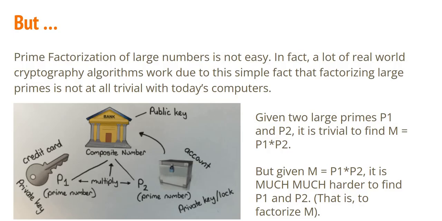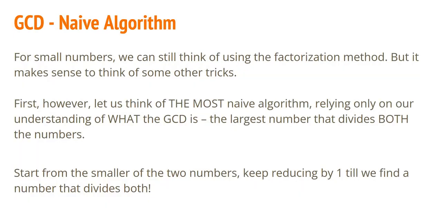Given this, let's think of some other algorithm to compute GCD. The most naive method that comes to mind is really by the definition, greatest common divisor. We can start with the smaller of the two numbers, because the GCD cannot be more than the smaller of the two numbers. So it has to be at most as large as the smaller of the two numbers. Let me start from there, keep reducing by one, and keep checking if I have a number that divides both. Clearly, this algorithm is naive, but it is correct. It's going to work.